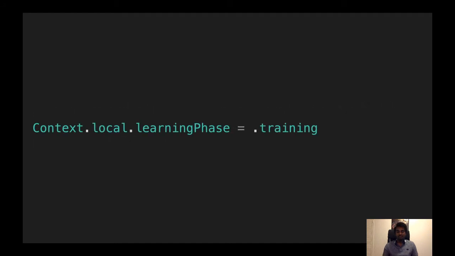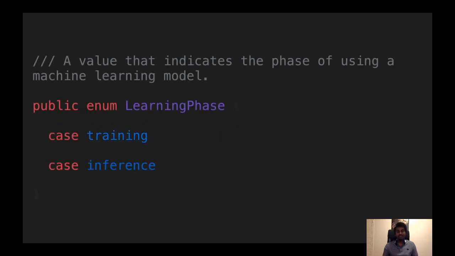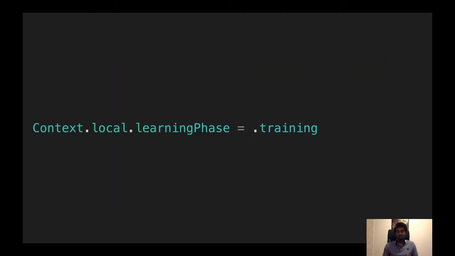And let's start training. So learning phase, we're setting it to training. So we're going to train a model. And learning phase is essentially an enum. Enum could be one of those values. It could either be in training phase or it could be in inference. Inference is when we start predicting those values. So right now, we are in training phase.